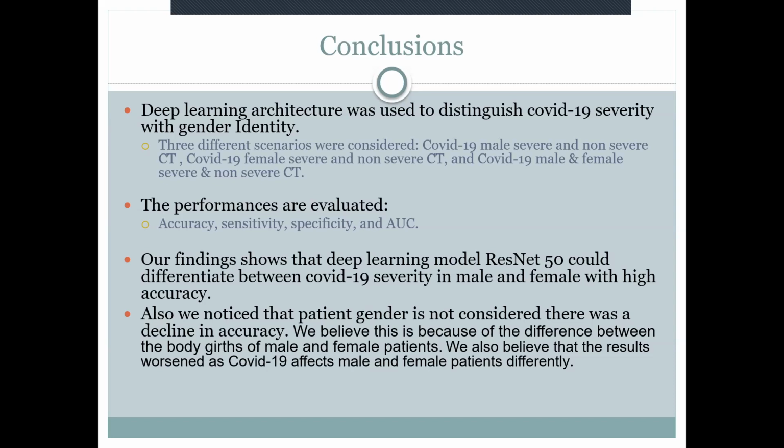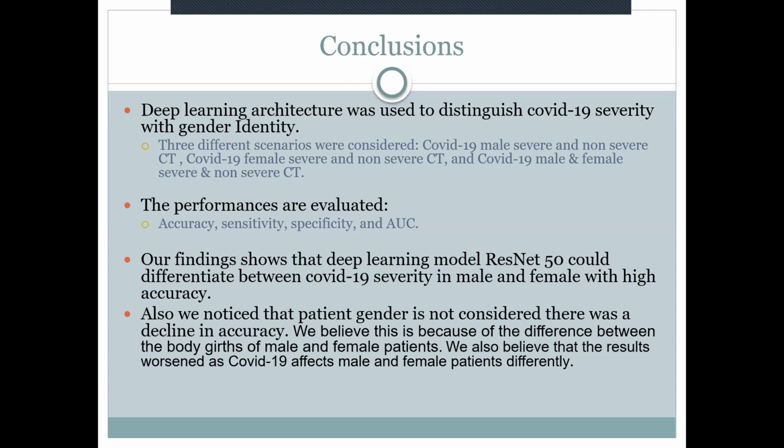And also we noticed that when the gender information is not taken into account, there was a decline in the accuracy, which we believe is as a result of maybe the different body grids of both male and female may be a factor that has affected it, because the diameter of the CT scans may vary between male and female, which may cause some error in the testing process, and maybe part of the cause of the failure to properly distinguish when their gender information was not included.